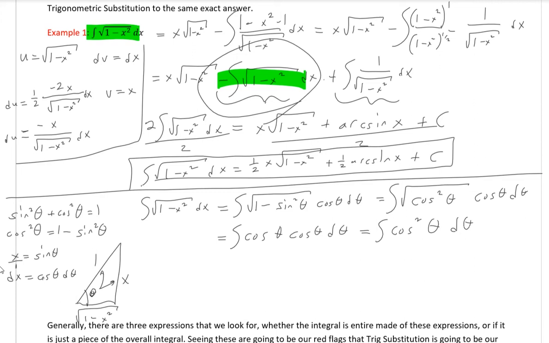which we can solve using a half angle identity, which we talked about in section 7.2. Cosine squared theta, I can replace that as 1/2 integral of 1 plus cosine of 2 theta d theta, which is solvable as 1/2 times theta plus another 1/2 sine of 2 theta plus c.